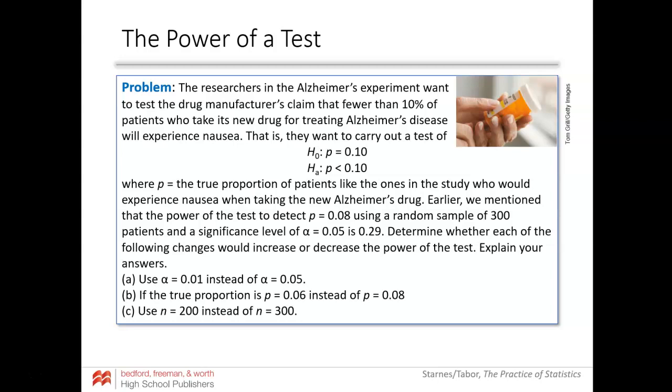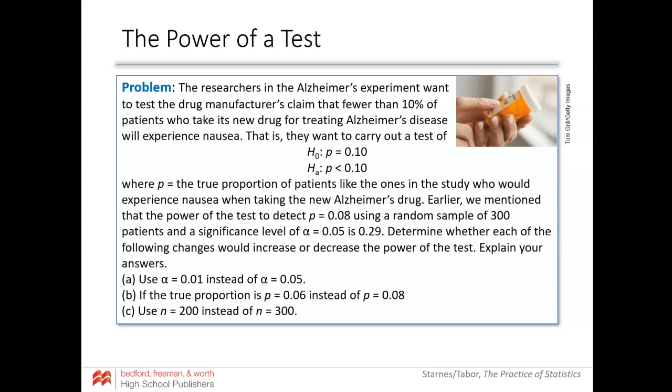And explain. So, Alzheimer's experiment. We had the drug that we're testing, and the claim is that fewer than 10% of patients who take the new drug for treating Alzheimer's will experience nausea. So the null hypothesis is that p is equal to 10%, and the alternative is that it's less than 10%. So p is the true proportion of patients, like the ones in the study, who would experience nausea when taking the new Alzheimer's drug. Again, that statement of p represents who would be getting nausea when taking the new drug, not who did get nauseous.